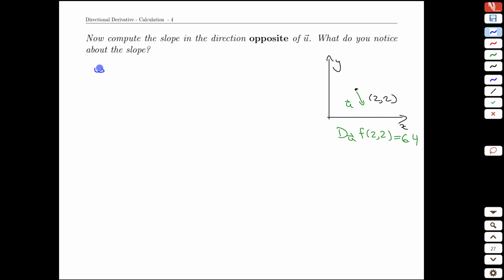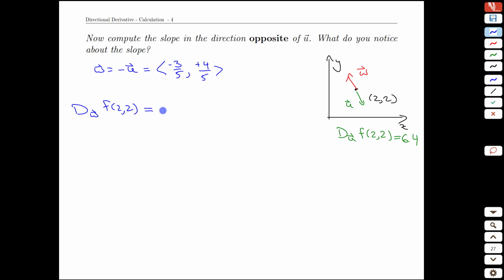Well, what if we make a new vector that's the negative of u? Well, that would simply be negative 3/5 and positive 4/5. So the opposite of this vector. And if we drew that, it would look like this. Up that way. That's our w. And the calculation would be almost identical. In fact, we have all the ingredients.